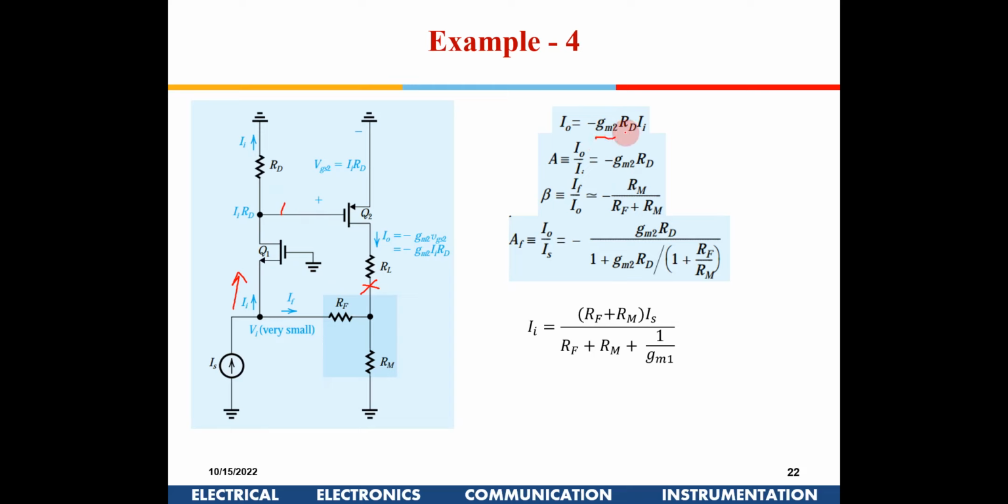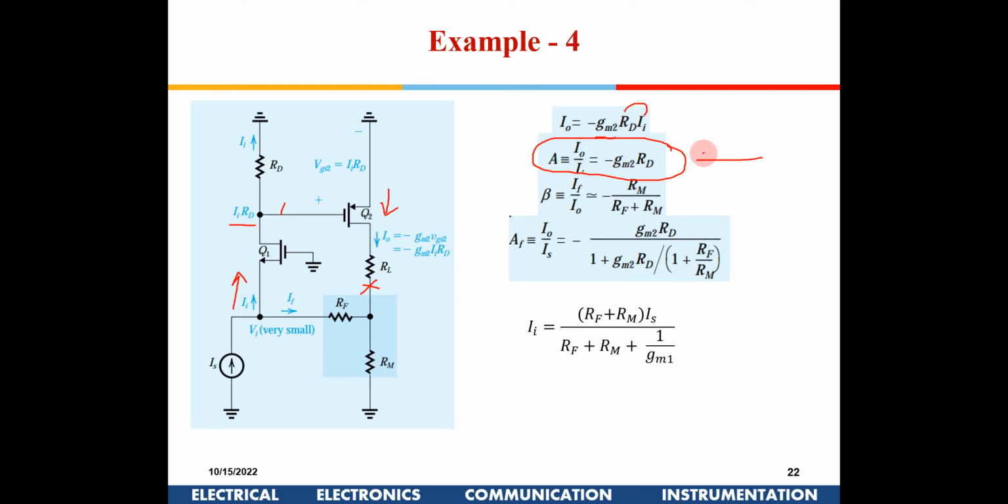GM2, the current available, the voltage available here will be II into RD. This voltage is II into RD. So what will be this current? GM2 into G. So what will be the current gain? If I just bring this II to the bottom, it will be GM2 RD. So this is the open loop current gain.